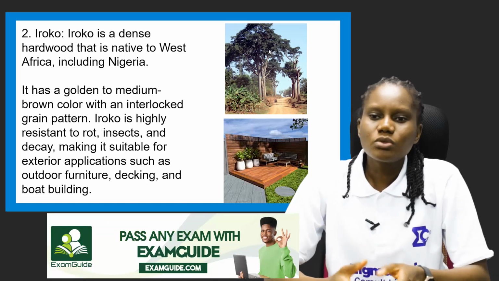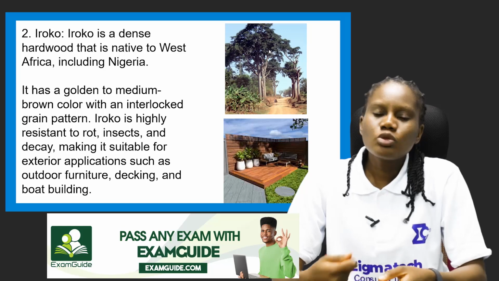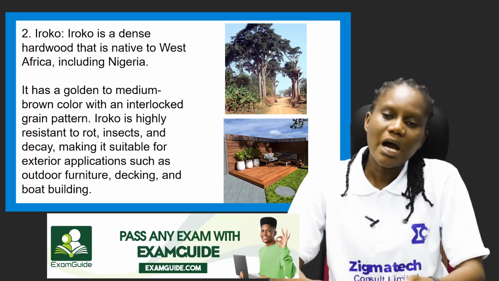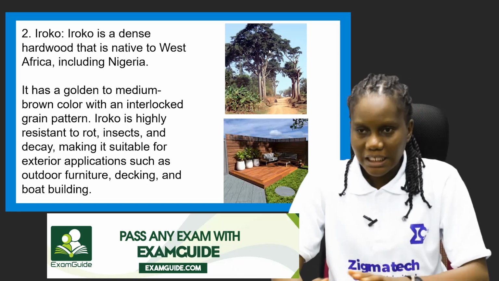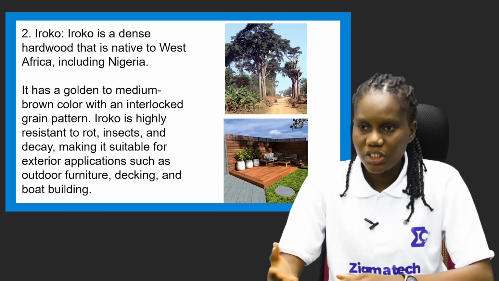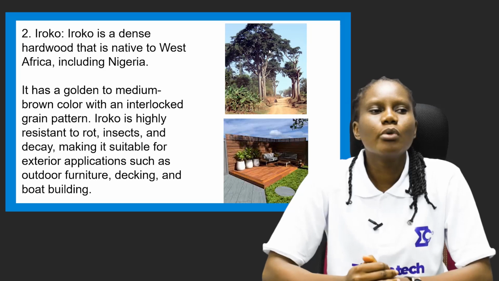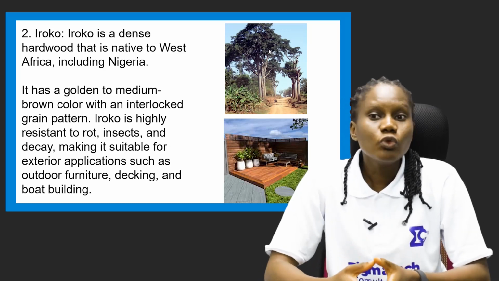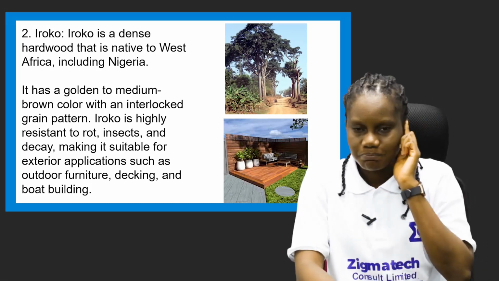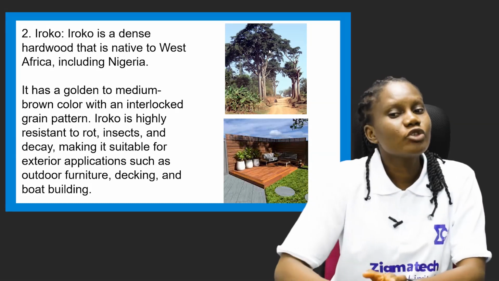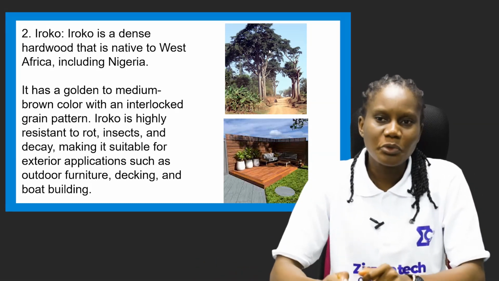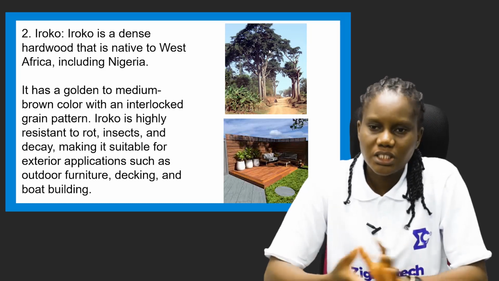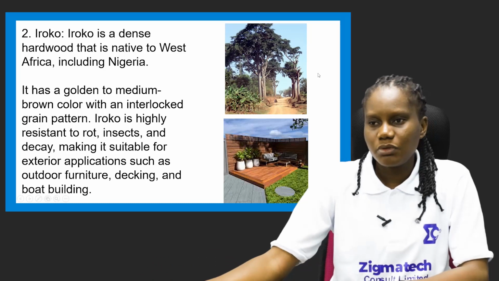It is also resistant to decay, making it suitable for exterior applications such as outdoor furniture and decking, such as we have in the picture over there, the floor decking, and in boat building. So when you're looking at wooden boats, we have other types of boat, but when you're entering a wooden boat, you know that this should be made from Iroko because of the properties that it exhibits.